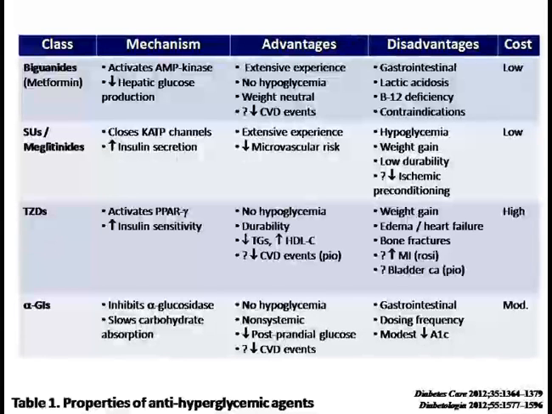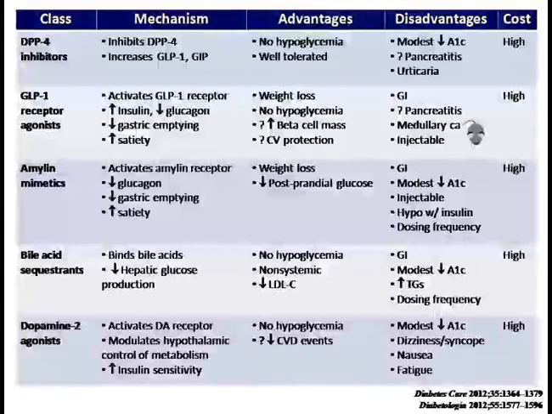Alpha-glucosidase inhibitor, I have told you, it has a lot of GIT problems. A1C lowering is hardly less than 0.5%. So it's not a very preferred drug. Then we have got DPP-4 inhibitors. It inhibits DPP-4, you know already. It increases the endogenous GLP-1. Advantage is there is no hypoglycemia. It's a well-tolerated drug. Disadvantage is moderate A1C lowering, something like 1.3%. The cost is very high.